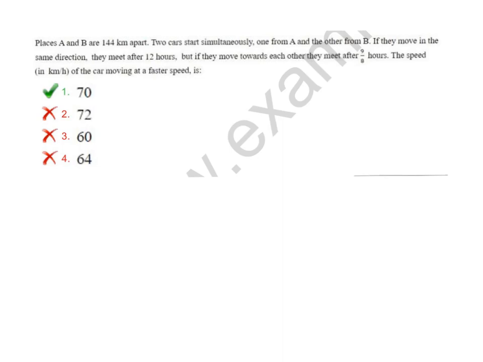Places A and B are 144 kilometers apart. Two cars start simultaneously, one from A and the other from B. They move in the same direction. If they move in the same direction, their speeds will be A minus B. So they meet after 12 hours means distance is 144 by 12. So this is time. But if they move towards each other, they meet in 9 by 8 hours. 144 by their relative speed becomes 9 by 8.